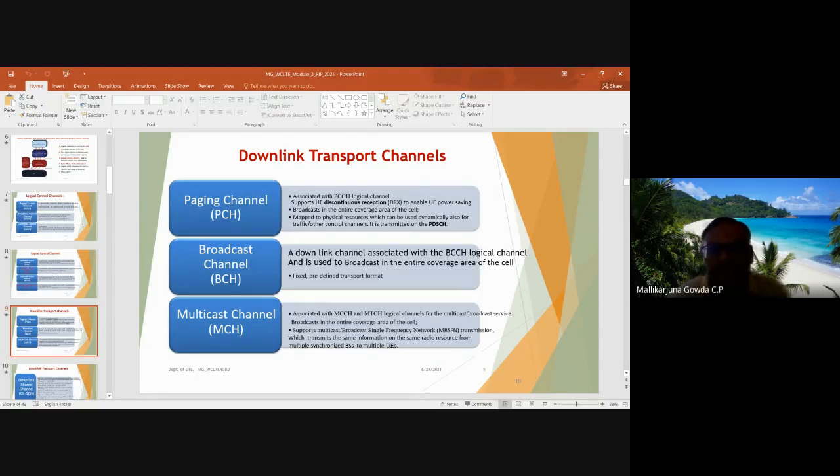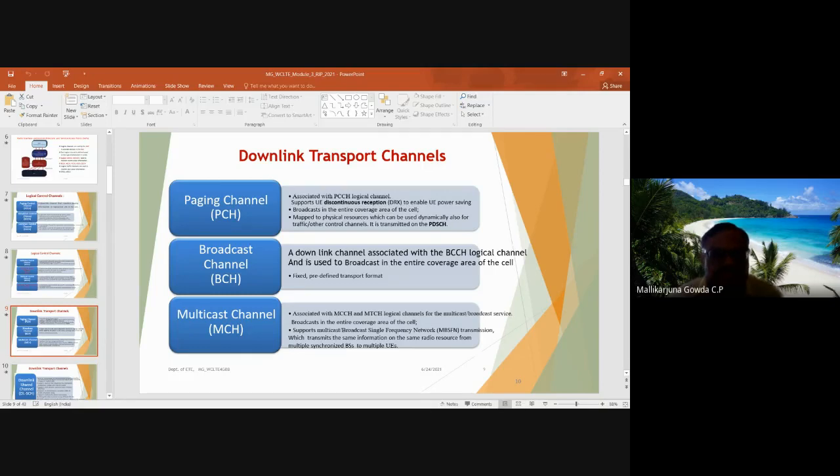BCCH means broadcast control channel, which is a logical channel. This BCH is used to broadcast in the entire coverage area of the cell, and it uses a fixed predefined transport format. For this BCH, the format is already predefined, and it will be using that.